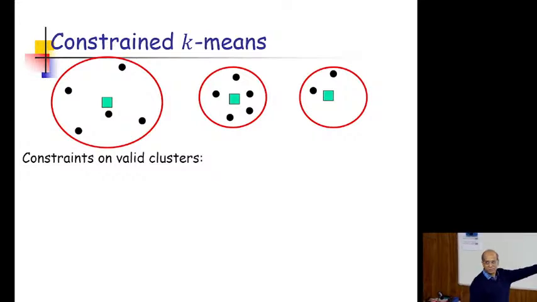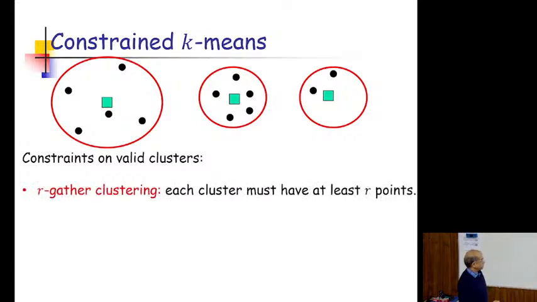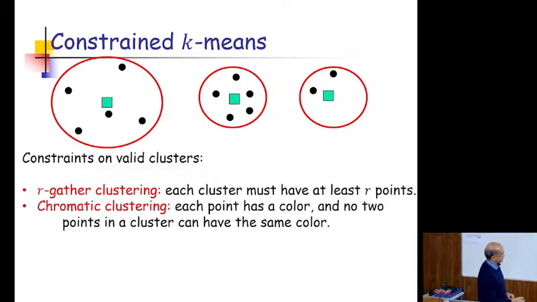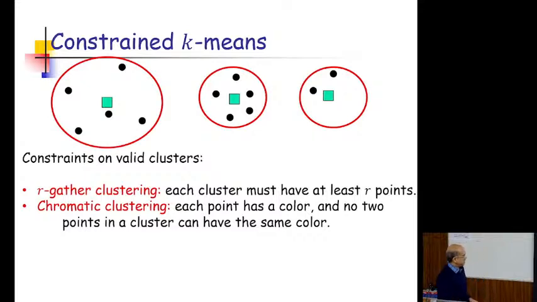Again, same problem as before, but now I have additional conditions on what kind of clusters are allowed. For example, r-gathering clustering says that each cluster must have at least r points. So these are additional constraints one could add. Or another problem could be that each point has a color and each cluster has to be monochromatic. That could be an additional constraint.